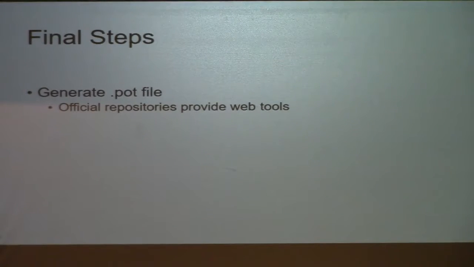All right. So you've gone through your plugin. You've wrapped all of your text in internationalization functions. Now you're ready for some final steps. The first thing you need to do once you've wrapped everything in a translation function is generate a template file. These are called POT files or POT files. These are basically a dictionary of all of the text you need translated in your plugin or theme.